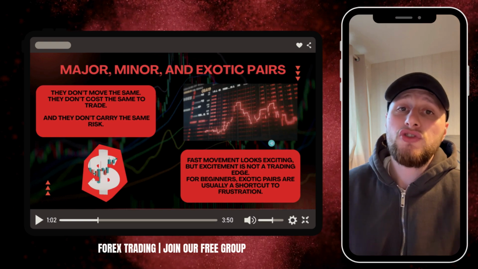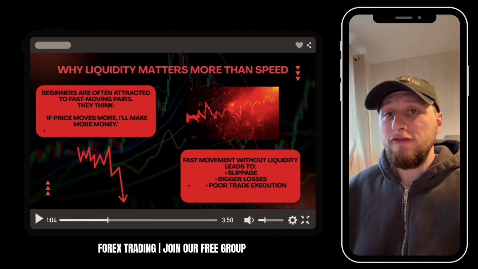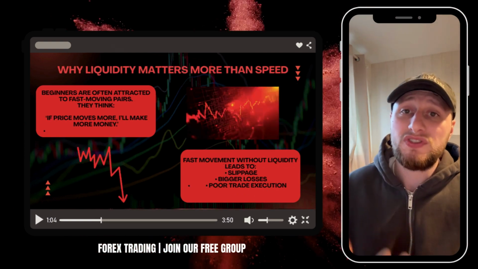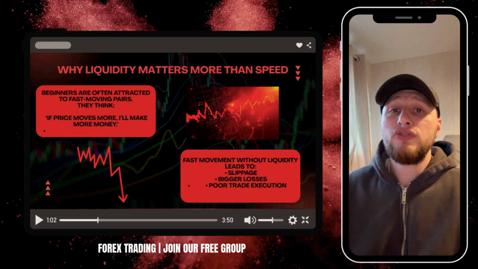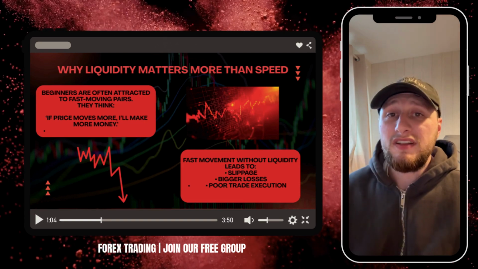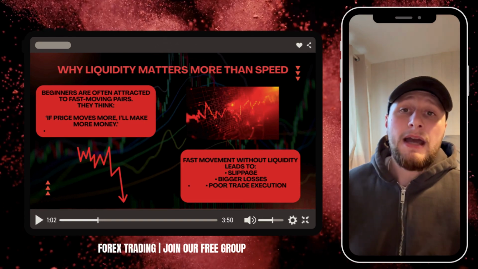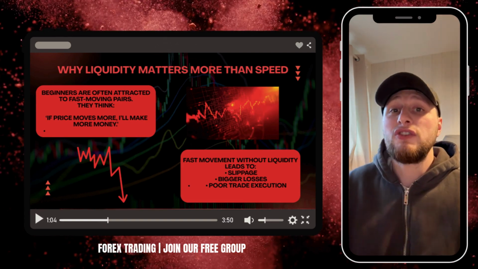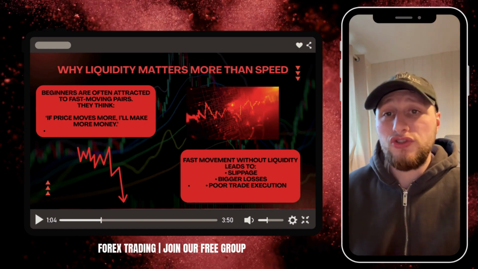So if you are new to trading, your job is not to trade everything. Your job is to reduce variables. This means trading fewer pairs, trading familiar pairs, and learning how they behave. Most beginners do the opposite. They jump from pair to pair, chasing movements, which creates confusion and inconsistency with your trading.